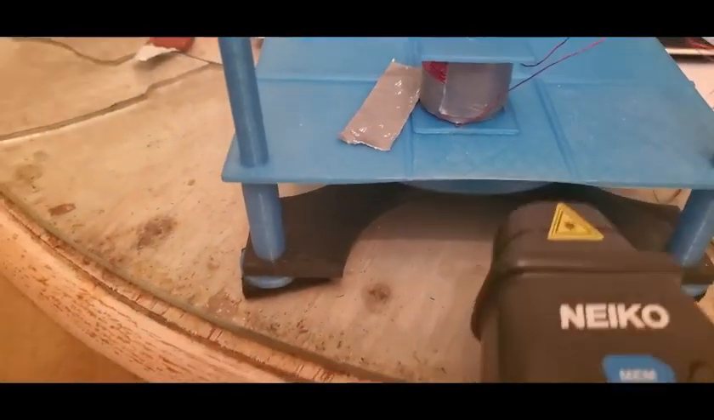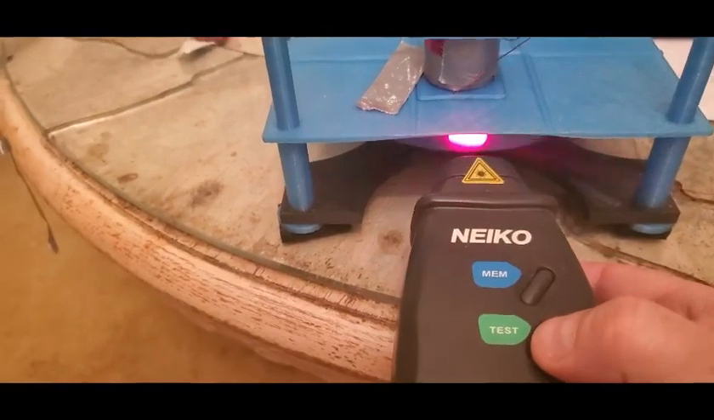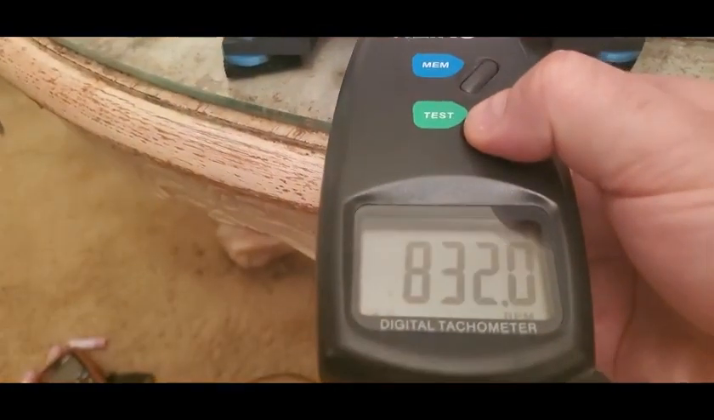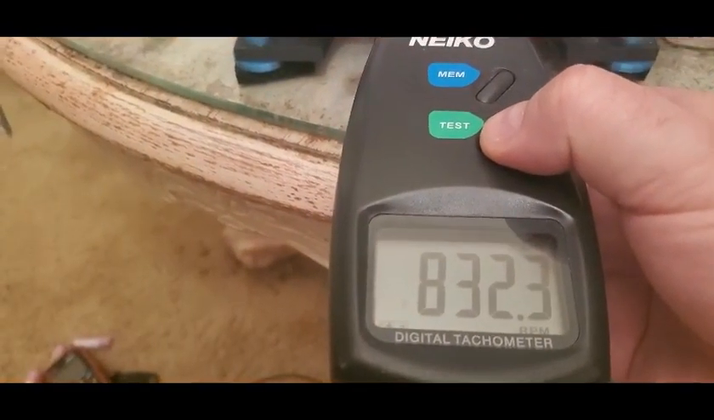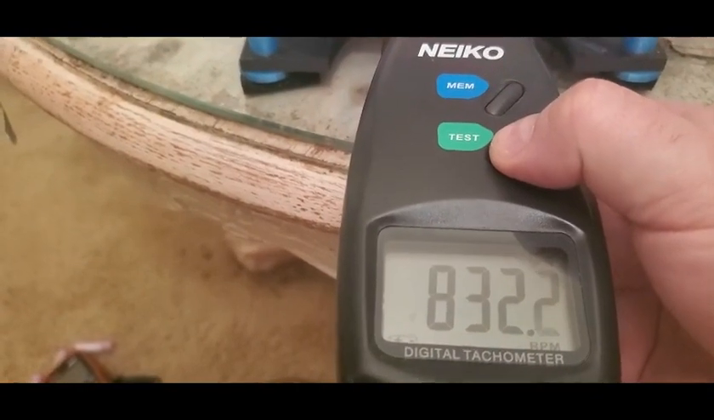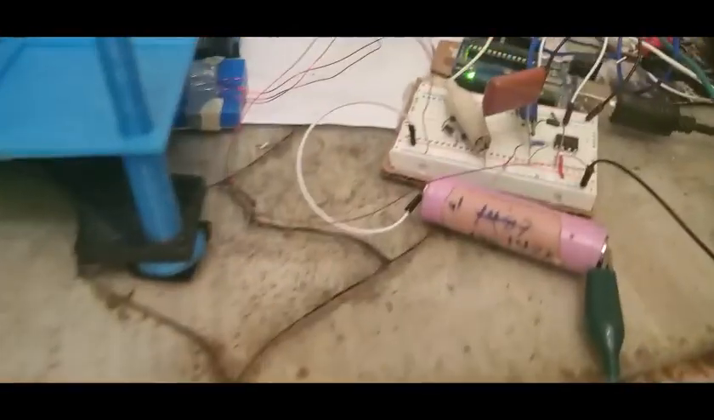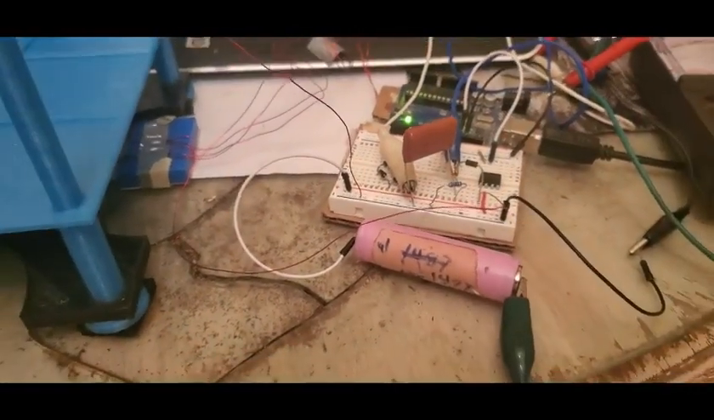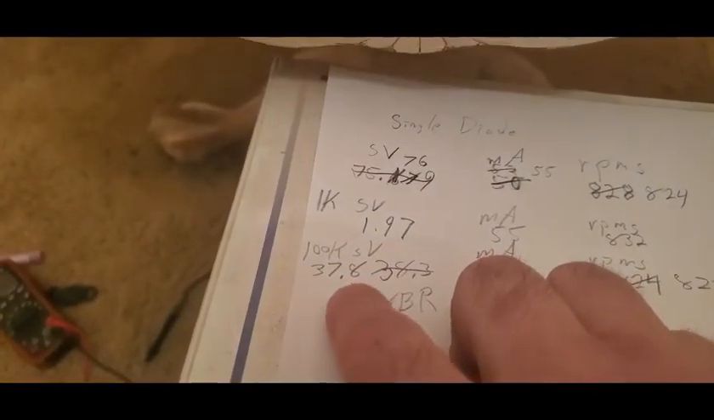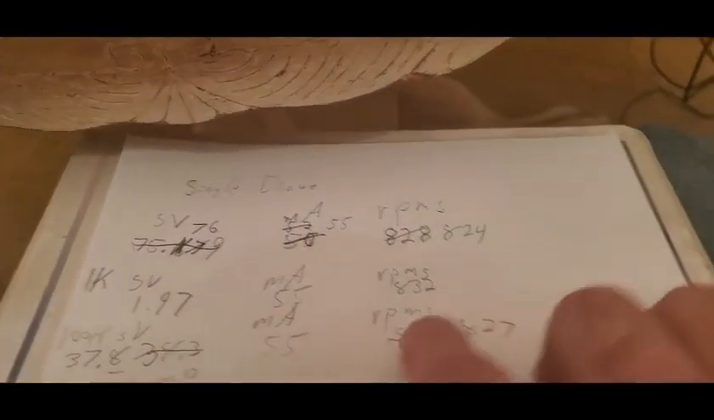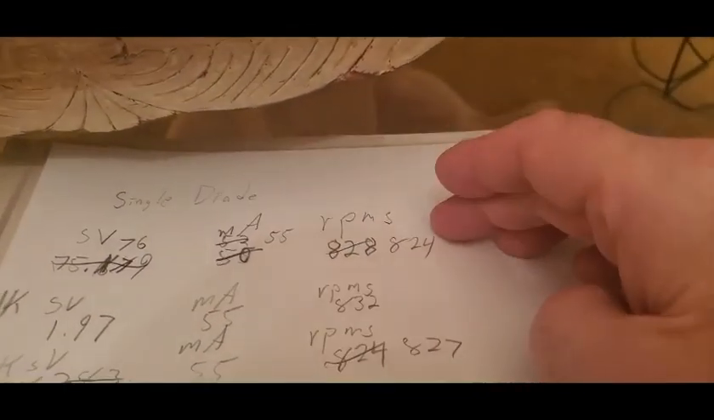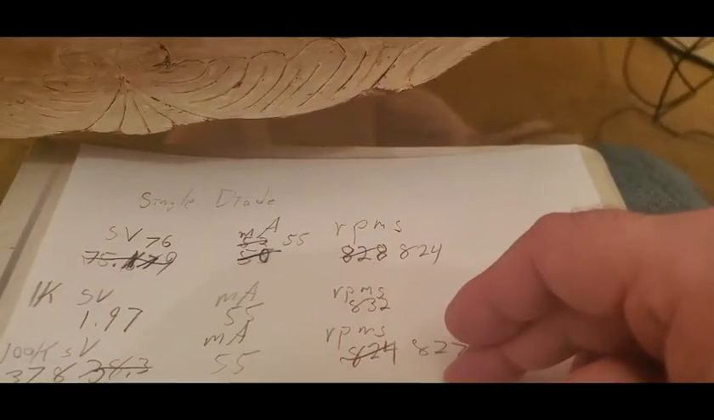Let me just check the RPMs one more time. Go to 10K, then we'll go to the full wave bridge rectifier. I was saying 832. It looks like that's about where it is. So 824 to 832 with the load on it. I don't know why. So 100K, 37.8 volts, again 55 milliamps, 827 instead of 824.